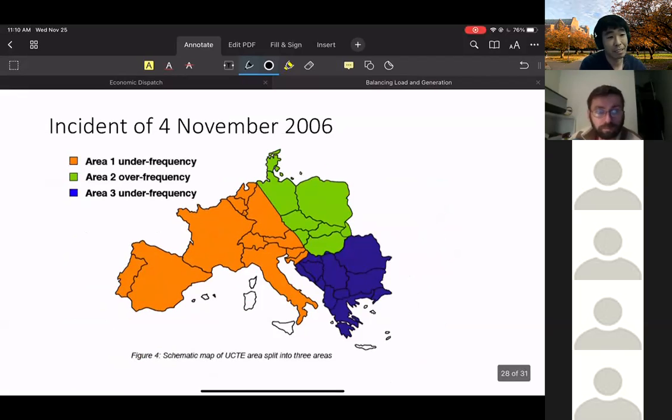If you look at the frequency, you have a low frequency side in Western Europe because there's not enough power flowing through. You have an over frequency side in Eastern Europe, and the blue area also is under frequency. So basically the grid divided itself into three areas, and you have frequency issues for all three areas. So this was a major event.